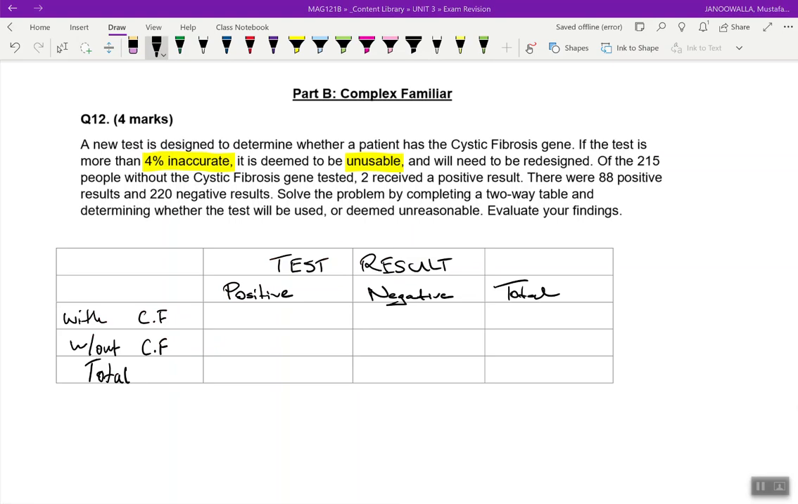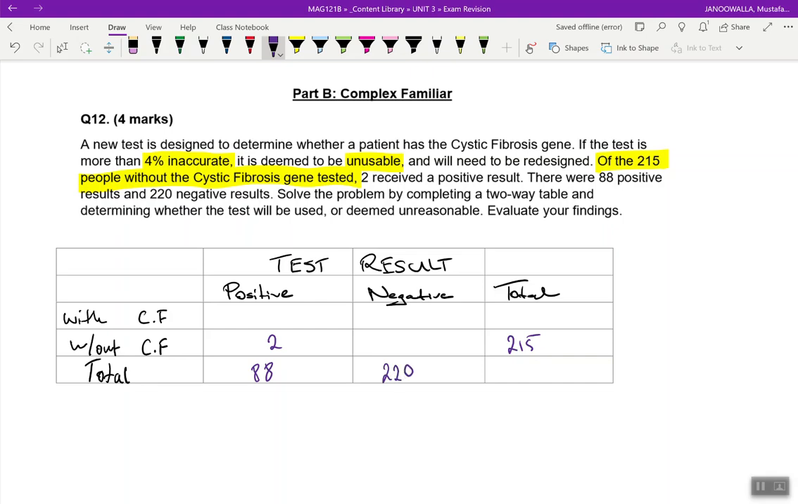Okay, I've got my table. Now I'm going to reread the question. Of the 215 people without the cystic fibrosis gene tested, so the total of 215, 2 received a positive result. So 2 received a positive result, and then let's keep reading. There were 88 positive results and 220 negative results.